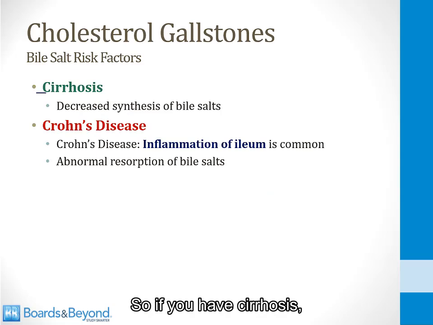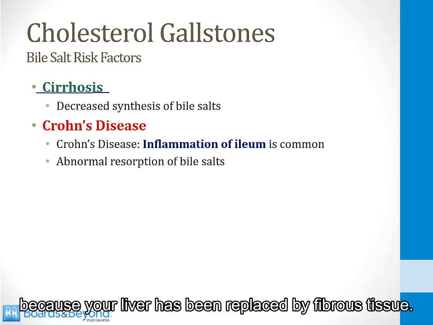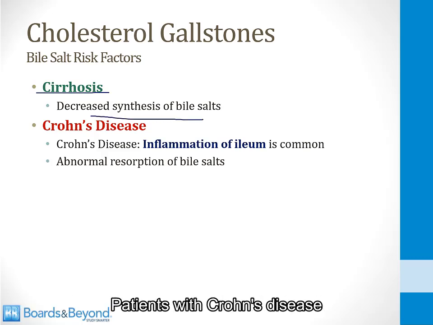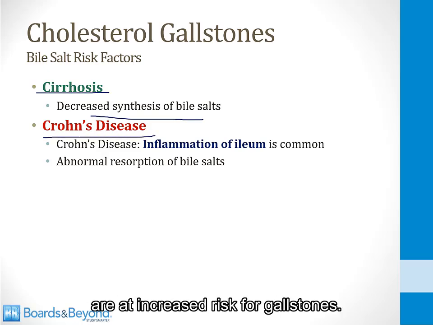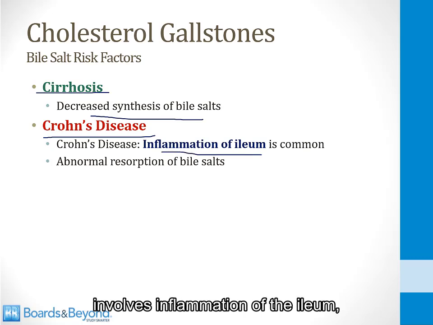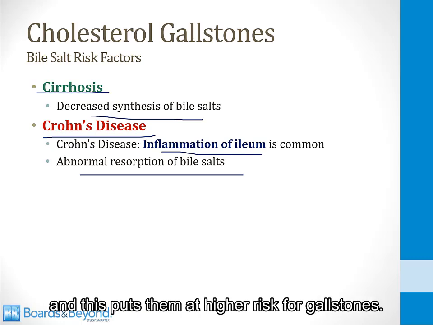If you have cirrhosis, you are at risk for cholesterol gallstones because your liver has been replaced by fibrous tissue and you have decreased synthesis of bile salts. Patients with Crohn's disease are at increased risk for gallstones, and that's because Crohn's disease commonly involves inflammation of the ileum. As a result, they cannot reabsorb those bile salts, and this puts them at higher risk for gallstones.